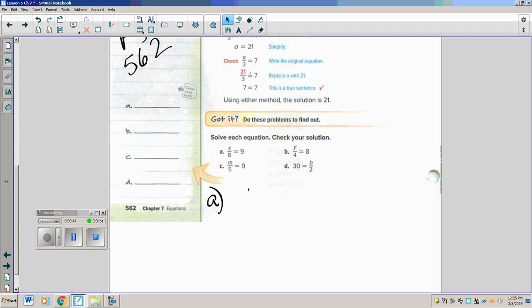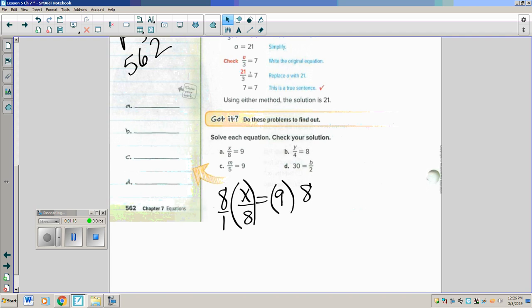This is x over 8 equals 9. A fraction is a division problem. Been trying to say that a lot this year. X divided by 8. The opposite of dividing by 8 is multiplying by 8. The way you show that is you're going to put parentheses around both sides of your equation. And I'm going to put 8 outside the parentheses. If I write it on the left, I write it on the right.